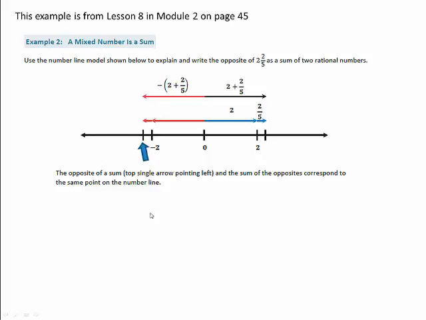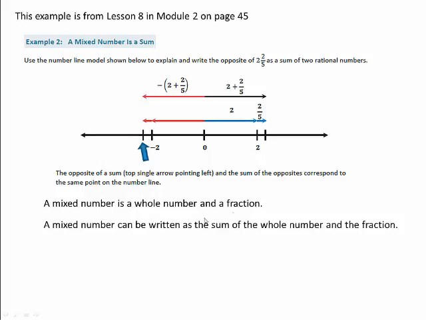So the notes we want to write down for this example: a mixed number is a whole number and a fraction. That's the definition of a mixed number. And a mixed number can be written as the sum of the whole number and the fraction. Both parts of the sum have the same sign as the mixed number. So here the mixed number was positive, 2 2/5, so we have a +2 and a +2/5. Here our number was -2 2/5, so we have a -2 wholes and a -2/5.